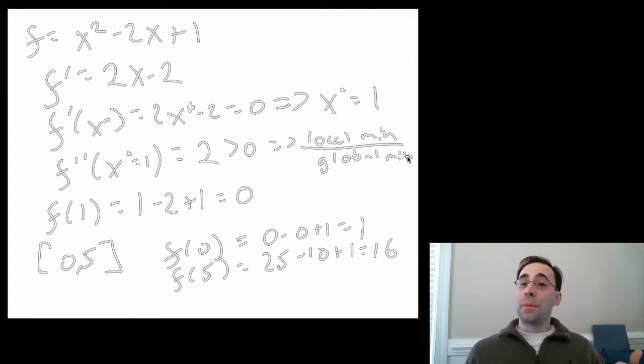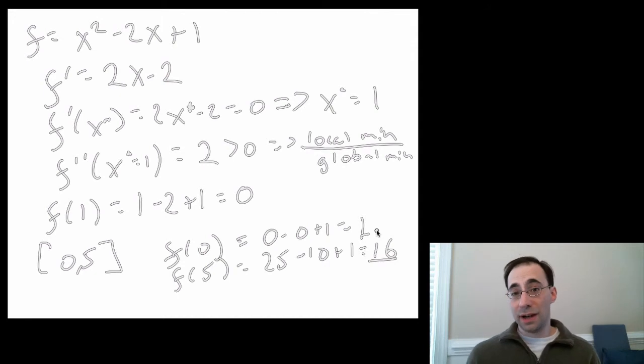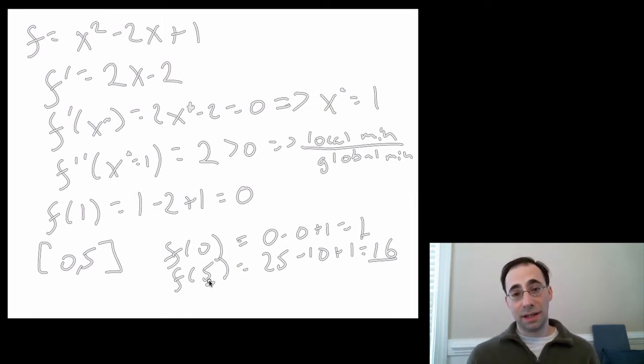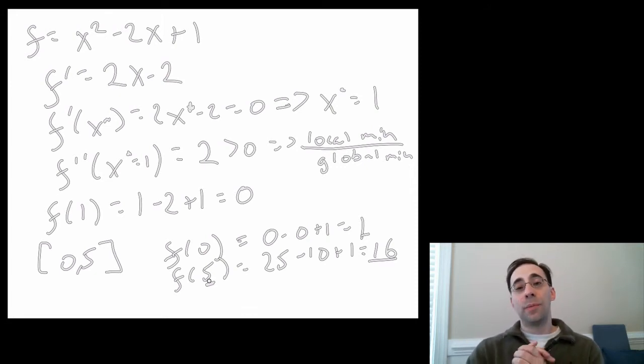To find the global maximum, we compare the two boundary points because we have no other possible candidates inside. 16 is bigger than 1, so the global maximum occurs at x equals 5 and is 16. So we would say that this function has a global minimum at x equals 1, the value of the function there is 0, and a global maximum at x equals 5. And the value of the function there is 16.